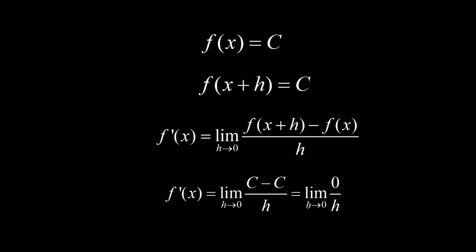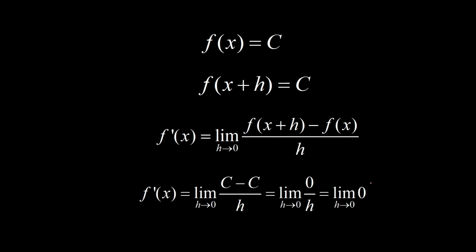And now remember, as h goes to 0, h never becomes 0. So this is never 0 divided by 0. Remember, plugging in the number is the simple thing to do. But don't forget, you never become this number. In other words, this is always 0 divided by some positive number. And 0 divided by some positive number is 0. And the limit of a constant is always that constant.